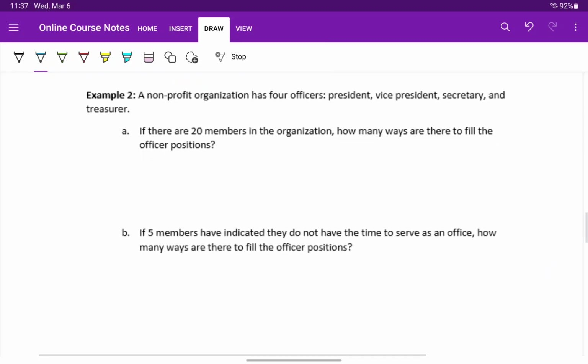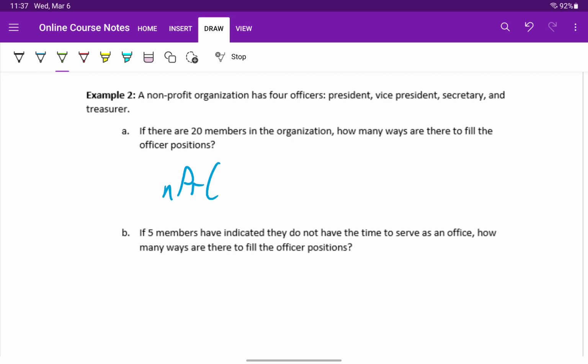In example 2, we have a nonprofit organization that has 4 officers, a president, vice president, secretary, and treasurer. If there are 20 members in the organization, how many ways are there to fill the officer positions? In this case, selection is occurring without replacement. No person can fill 2 of those roles. And we know that the order matters because we're placing people into specific roles. It matters whether you're the president or the secretary. Meaning this is a case for permutations.